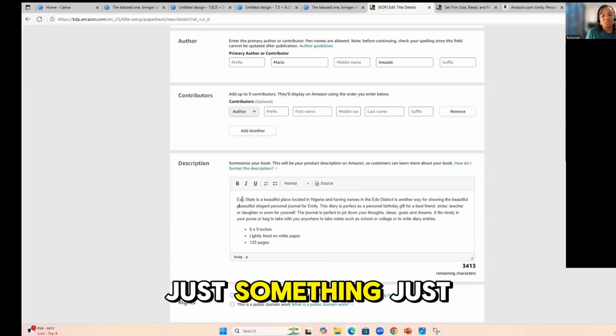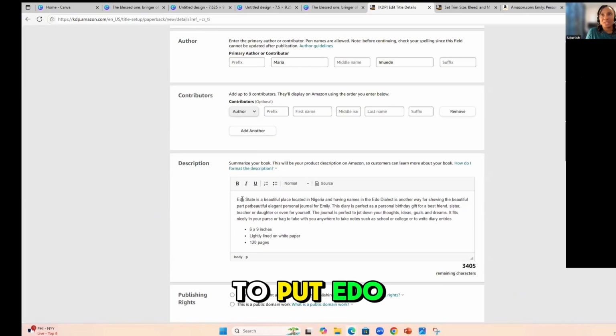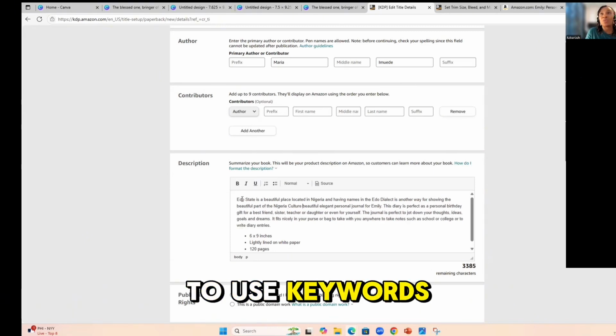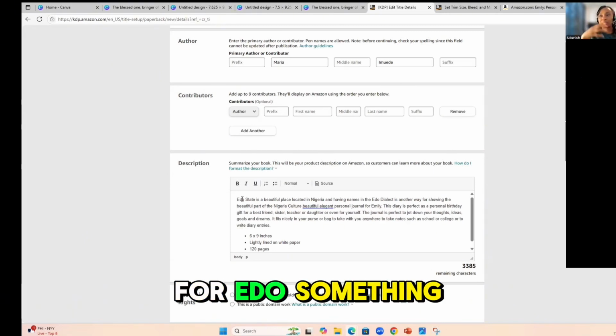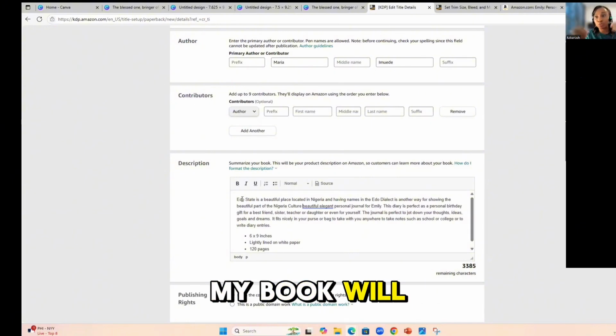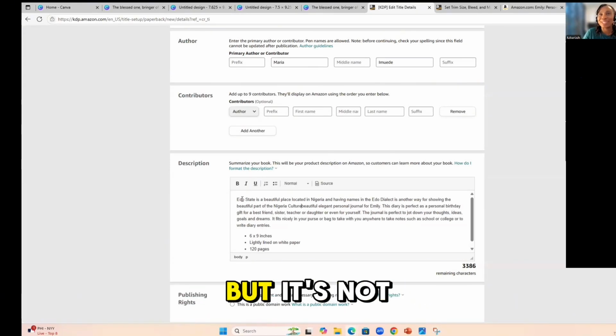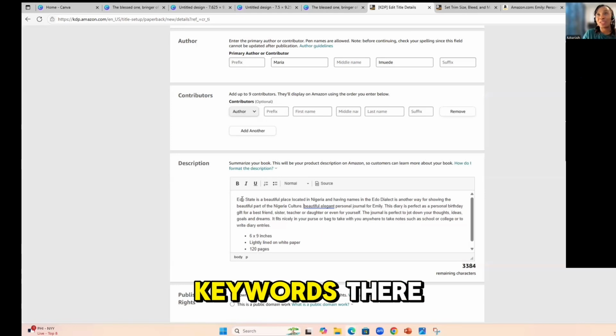Just something, I'm just trying to put Edo things, of the Nigerian culture. I'm using keywords. What I'm saying might not make sense, but I'm trying to use keywords because I know people can search for Edo something, Nigerian something. So when they're searching, my book will show. And the more my book is showing in their searches, the more it makes the algorithm take my book to the eyes of those that need it. So that's why I'm writing so much English. I'm sure you're wondering why, but it's not about the English, it's because I'm trying to put more keywords there.